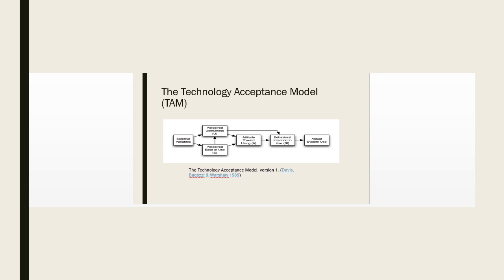Notably, perceived usefulness. This was defined by Fred Davis as the degree to which a person believes that using a particular system would enhance his or her job performance. Perceived ease of use. Davis defined this as the degree to which a person believes that using a particular system would be free from effort.